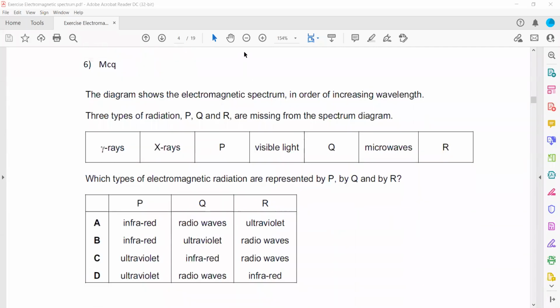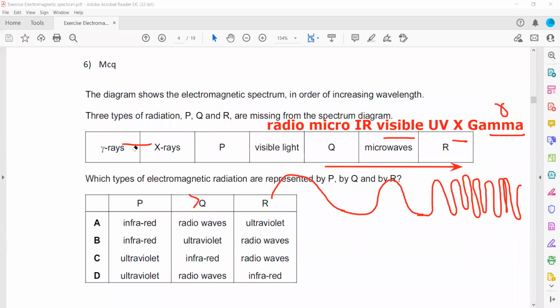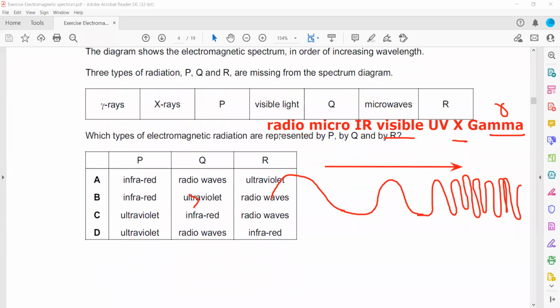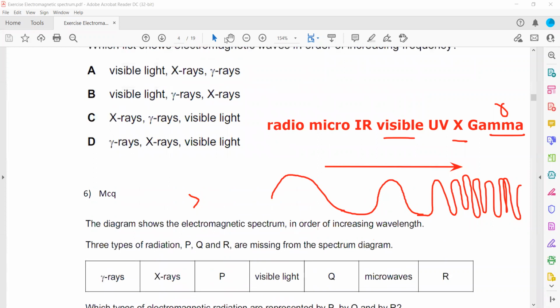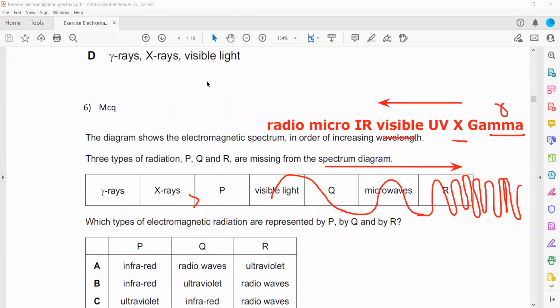Then the MCQ is related to the electromagnetic spectrum, order of increasing wavelength. Increasing wavelength is opposite, because if frequency increases, the wavelength decreases. So it is opposite. When we write this order, it is the order of increasing frequency. But if we say order of increasing wavelength, it will be the other way around. It starts with gamma, then ultraviolet, then X-ray, visible.